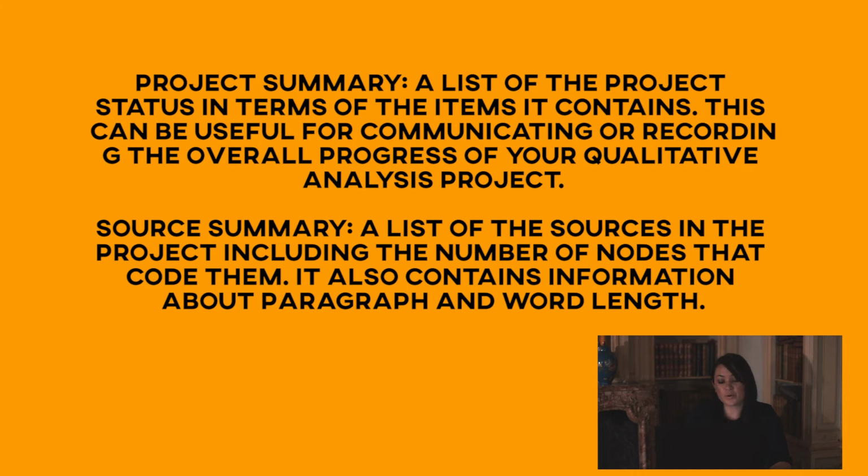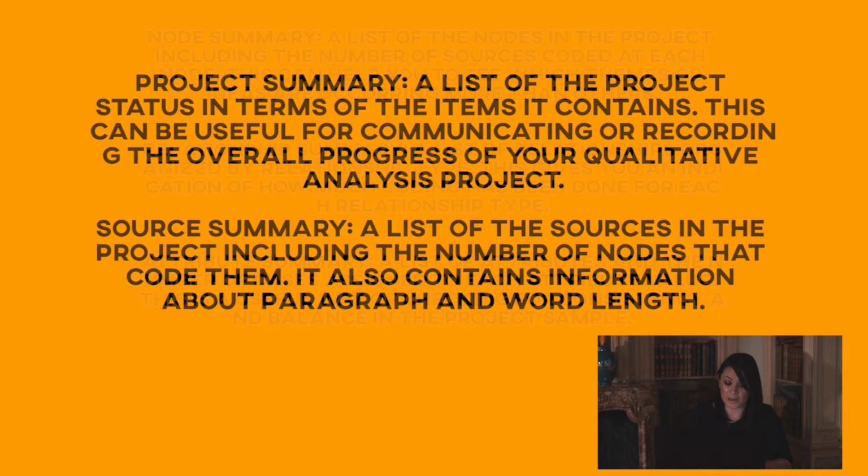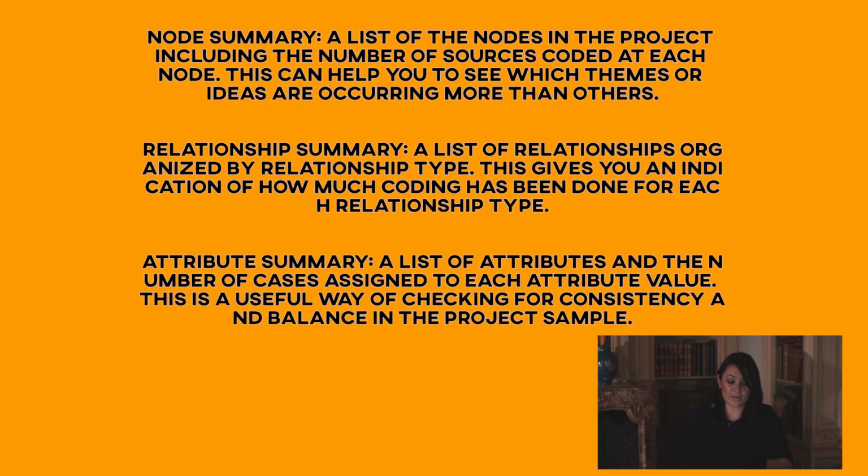A source summary is a list of the sources in the project, including the number of nodes that code them. It also contains information about paragraph and word length. A node summary is a list of the nodes in the project, including the number of sources coded at each node. And this can help you to see which themes or ideas are occurring more than others.